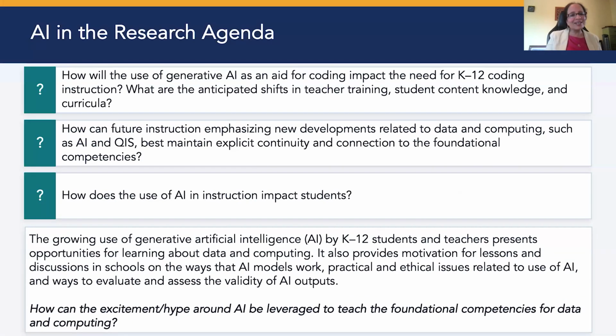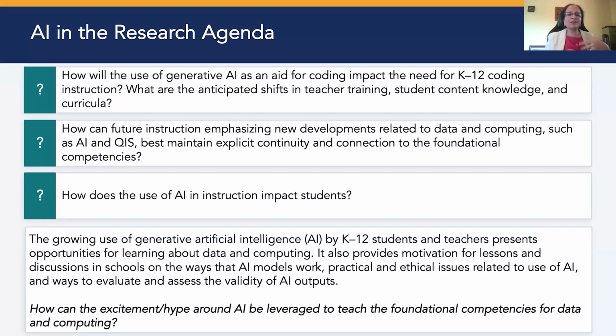AI features in the research agenda itself. There are 3 questions around how the use of generative AI as an aid for coding will impact the need for K-12 coding instruction. This is something that the CS education community is, of course, facing and looking at. And what are the anticipated shifts in teacher training, student content knowledge, and curricula? How can future instruction emphasize new developments related to data and computing, such as AI and quantum information, etc.? And how does the use of AI impact students in instruction?